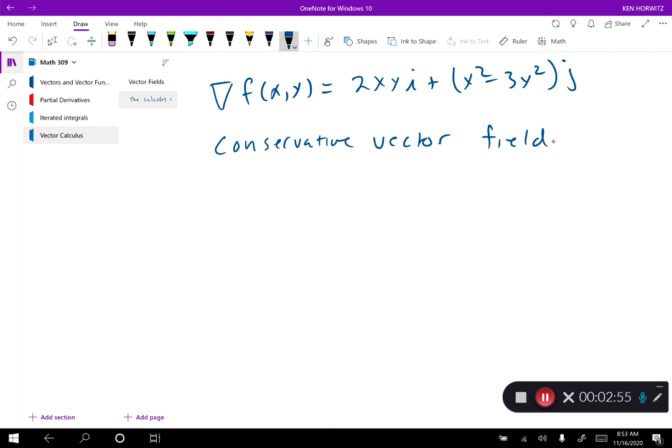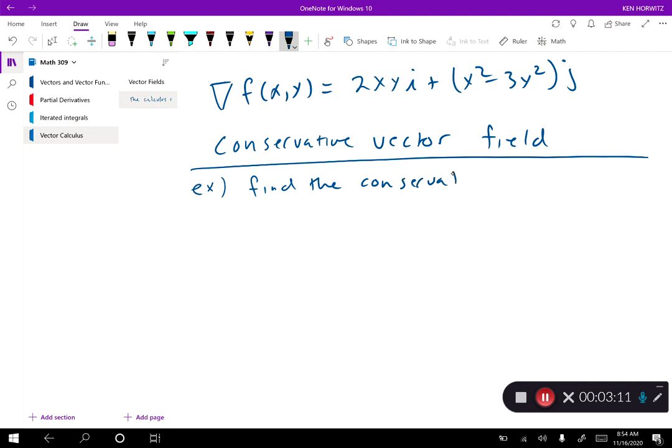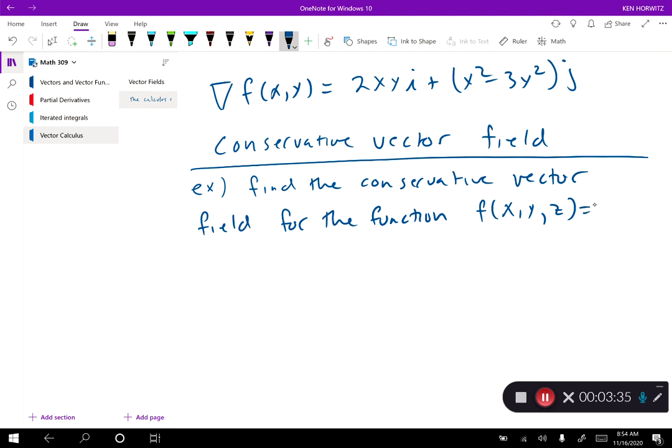Let me give you a quick example. If I asked you to find the conservative vector field for the function f of x, y, z equals y ln (x plus z), why don't you pause the video now and try to find that conservative vector field, and we'll talk about the answer on the back end.